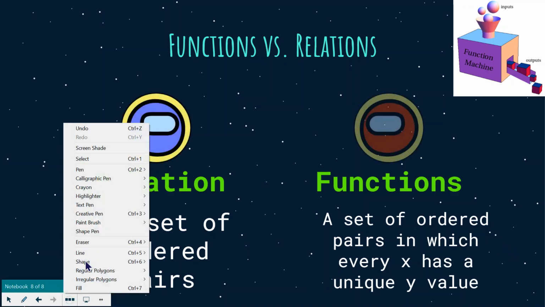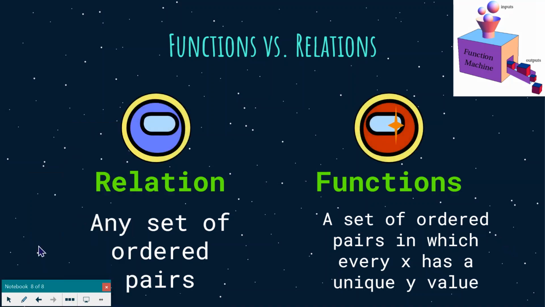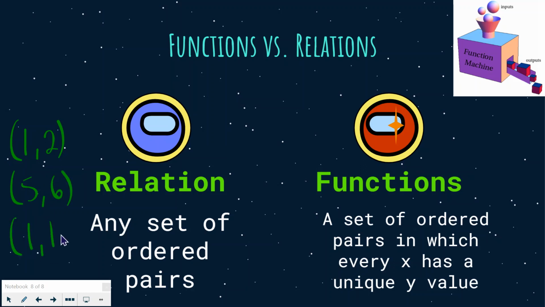All right, so here we're going to be talking about relations and functions. A relation is any set of ordered pairs, so I'm really just going to make up a random set of ordered pairs. That's a relation. It's just a random set of x, y combinations. That's all a relation really is.